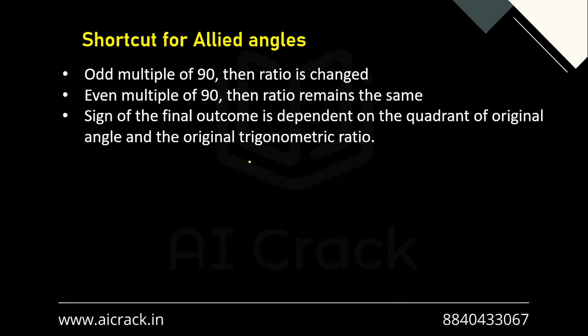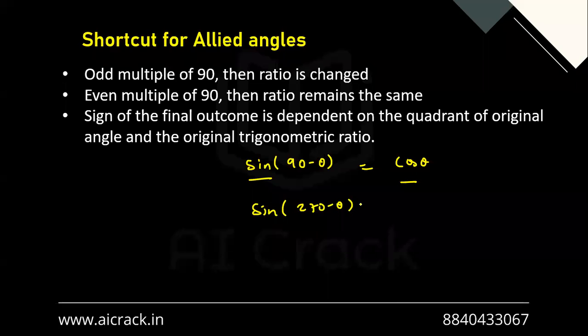So let's consider this case, sine of 90 minus theta equals cos theta. So we see that this trigonometric ratio is getting changed. In case of sine of 270 minus theta, we will also see that this ratio will change. So we get a conclusion that whenever this allied angle is an odd multiple of 90, in that case the trigonometric ratios are getting changed, right? This is our first point.